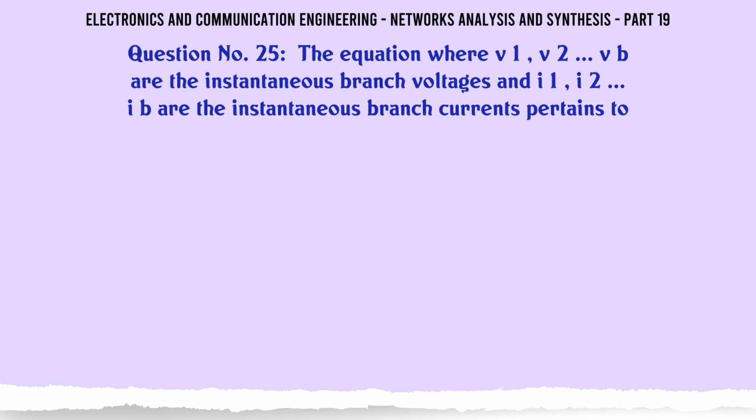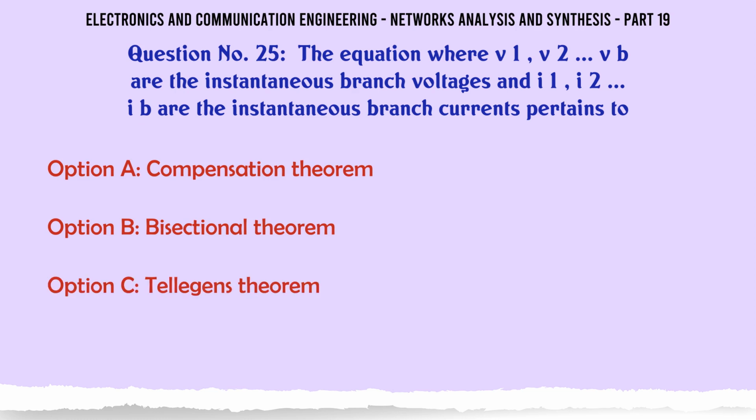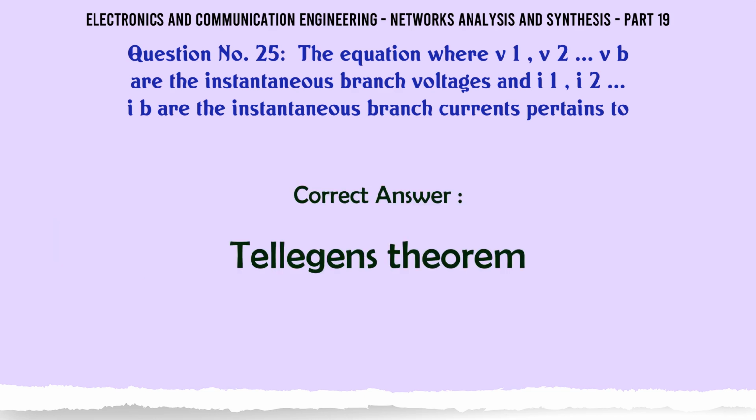The equation where V1, V2, VB are the instantaneous branch voltages and I1, I2, IB are the instantaneous branch currents pertains to A. Compensation theorem, B. Bisectional theorem, C. Thevenin's theorem, D. Reciprocity theorem. The correct answer is Thevenin's theorem.